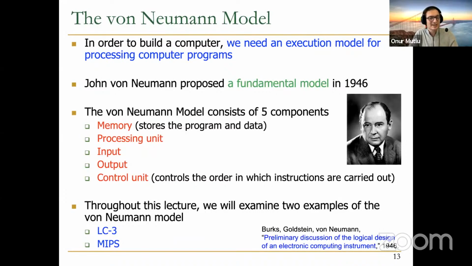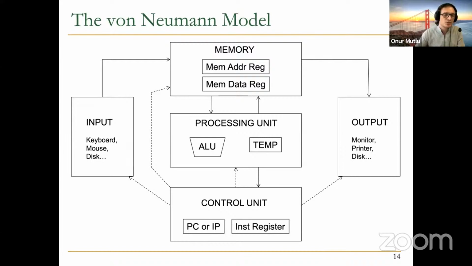We're going to look at other models later on. This is the pictorial view of the von Neumann model. This is from your book, Patt and Patel. You can see the same picture over here. Now we're going to look at all of these components one by one, and then we're going to execute instructions on top of it. And again, both MIPS and LC3 have the same components, essentially.